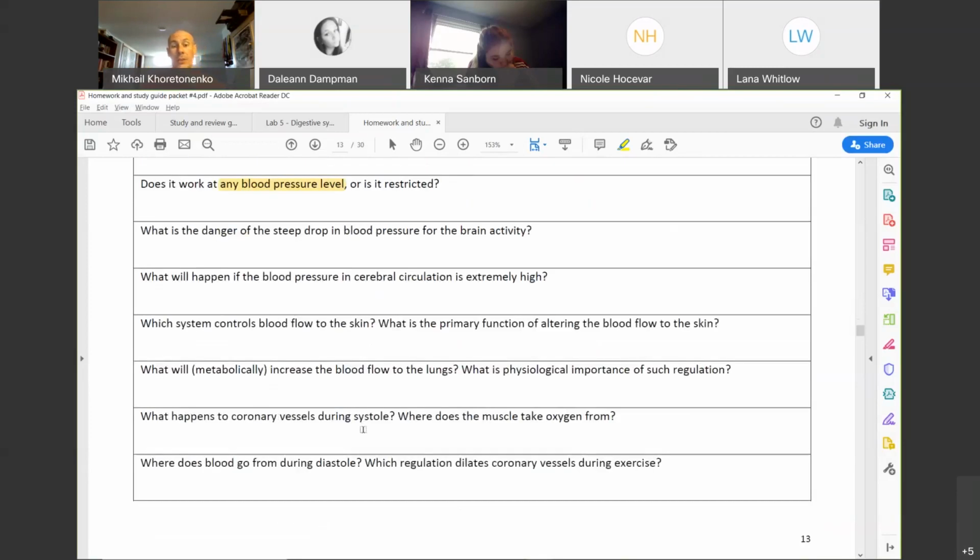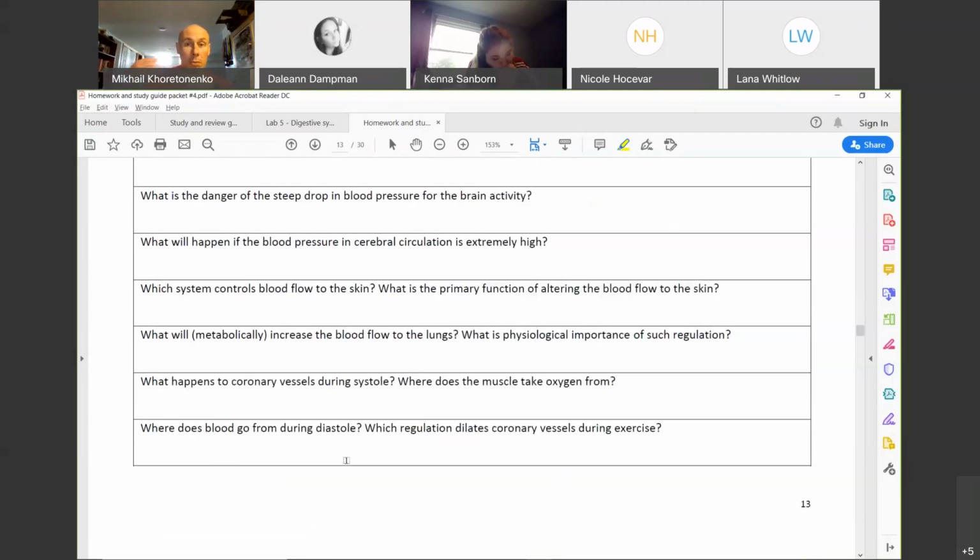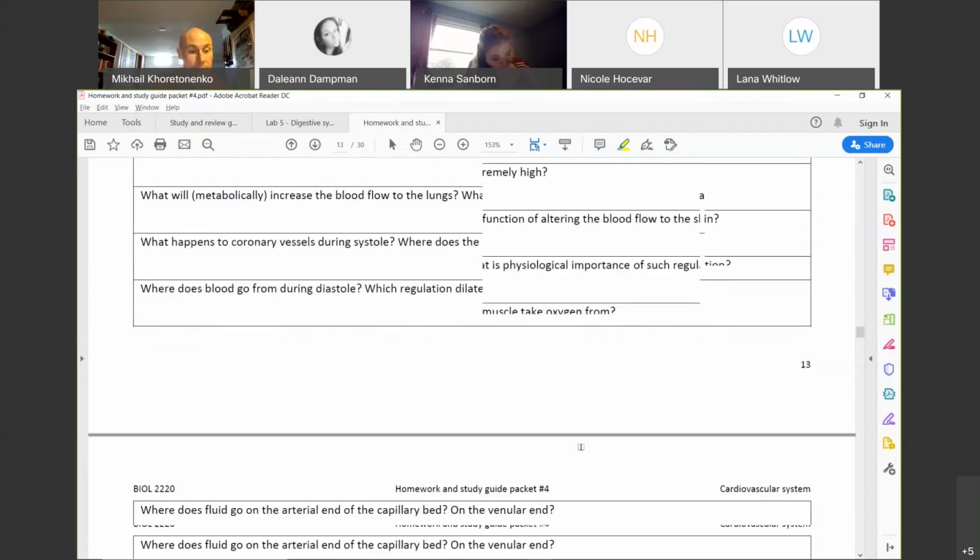When the heart is in systole, coronary vessels are squeezed and the muscle takes oxygen from myoglobin. During diastole, blood from the aorta runs into the coronary vessels. And during exercise, your heart pumps really hard, produces a lot of CO2 and lactic acid, and uses oxygen. So basically, that same metabolic regulation dilates coronary vessels.